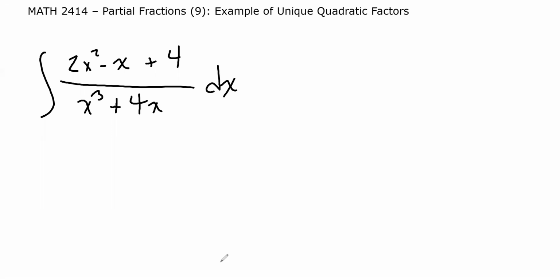All right, let's integrate this guy. The integral of 2x squared minus x plus 4 over x cubed plus 4x dx. Being a rational function, we want to think about integrating it using partial fractions. It does meet the degree requirement. The degree of the denominator is greater than the degree of the numerator, so we don't have to do any long division. However, we do want to factor the denominator because in order to do a partial fraction decomposition, you have to know the factors of the denominator.